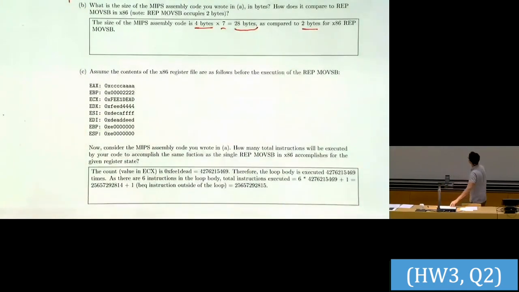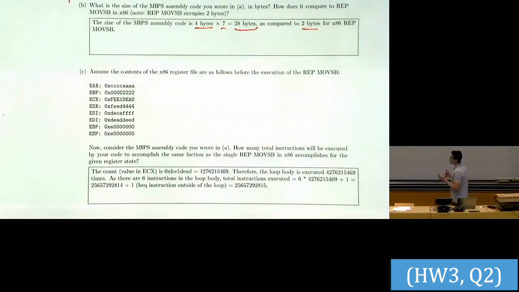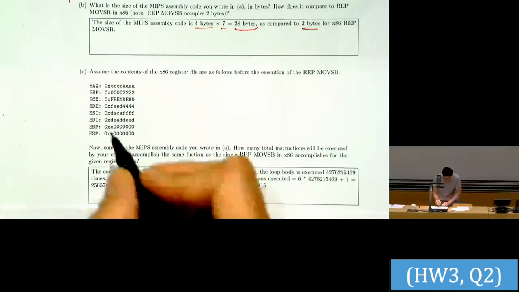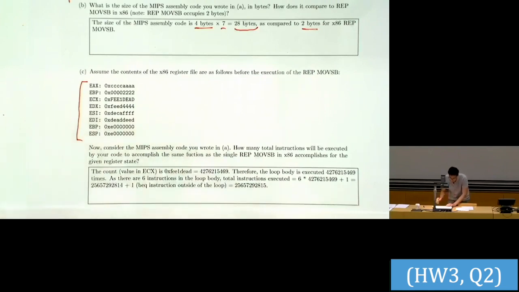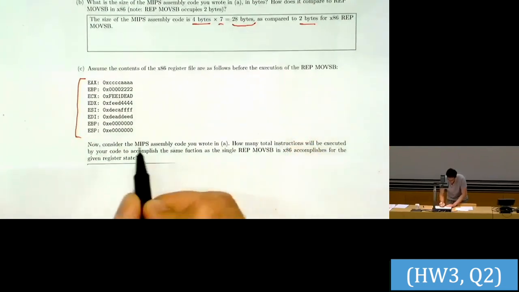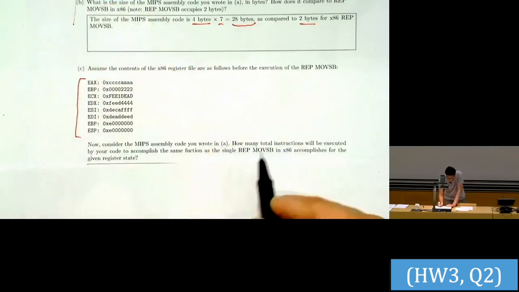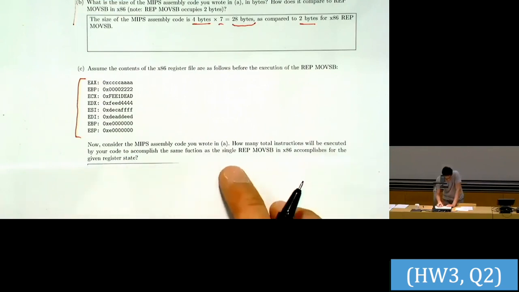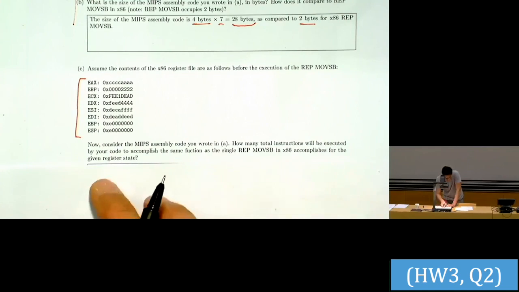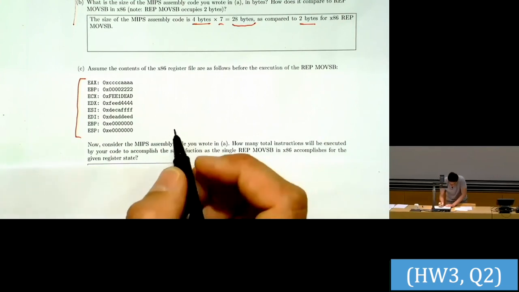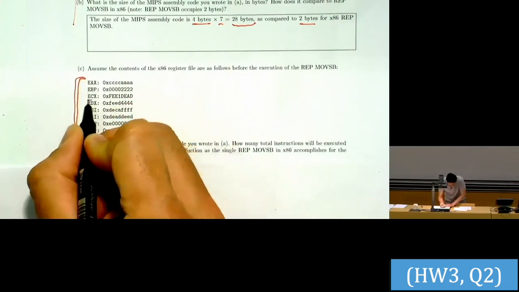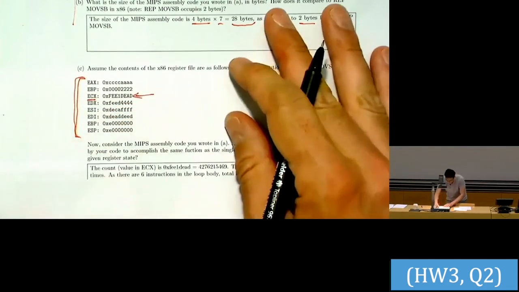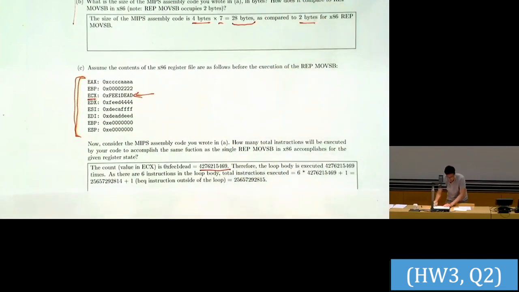Part C says, assume the contents of the x86 register file are as follows before the execution of this instruction. And these are our registers, the content of these registers. And it says, now consider the MIPS assembly code that we have just written here. How many total instructions will be executed by your code to accomplish the same function as the single rep movs in x86 accomplishes for the given register state. So the given register state is this one here, and as you can see, this register ECX has this value. This is a hexadecimal representation, but if we convert it to decimal, it's this number here.